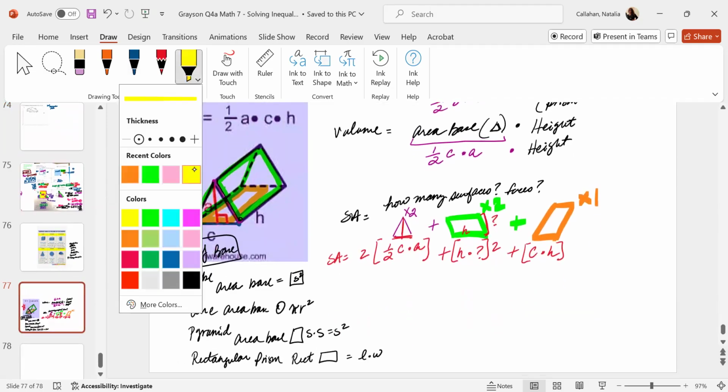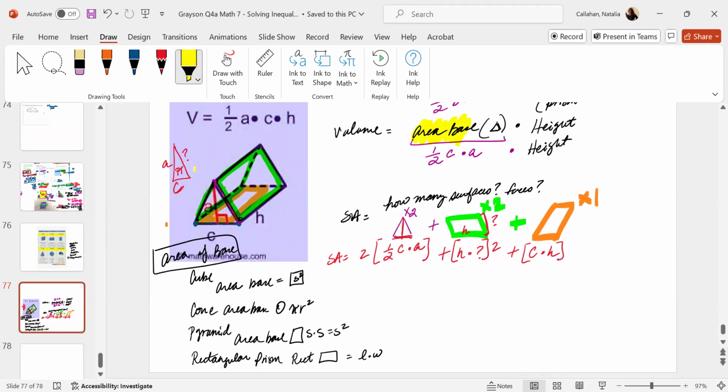Here, let's go back over here, genius. Area of the base times height. Did you copy that down? You sure you practiced this? Because I really doubt that you did, dude.